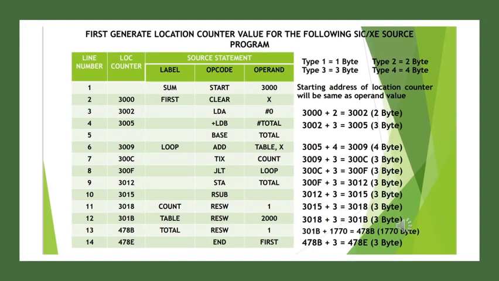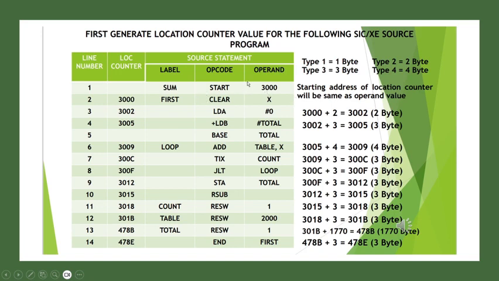Now, first to generate the object code, we need something called the location counter. The location counter values go like this. Now there are four formats in SIC/XE, from format 1 till format 4. Format 1 takes up 1 byte, format 2 is 2 bytes, format 3 is 3 bytes, and format 4 is 4 bytes. Now the starting address of START is 3000.